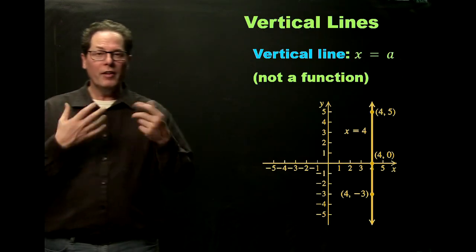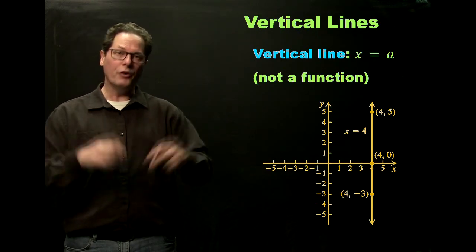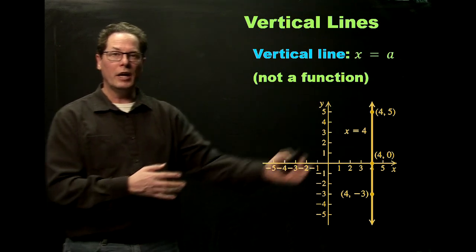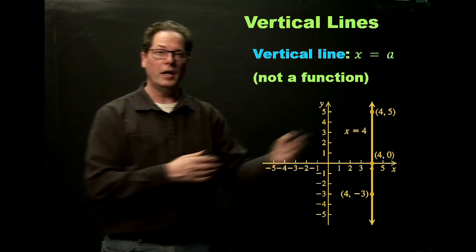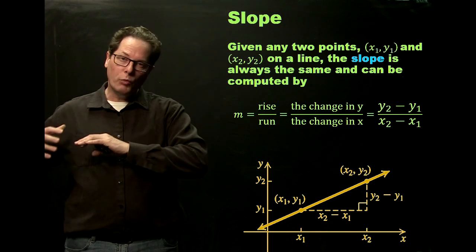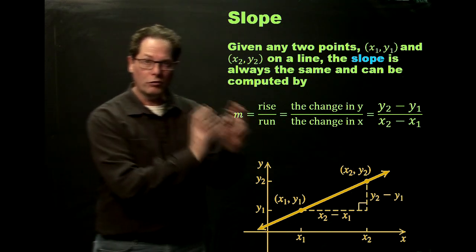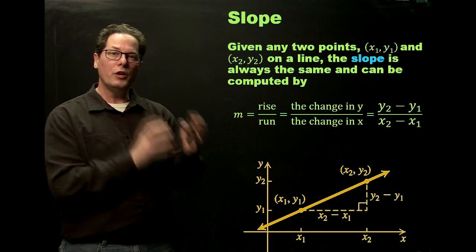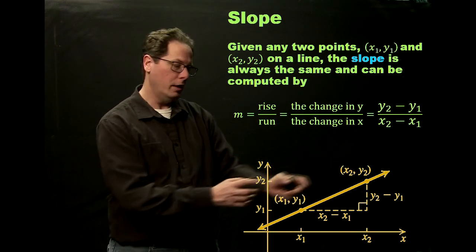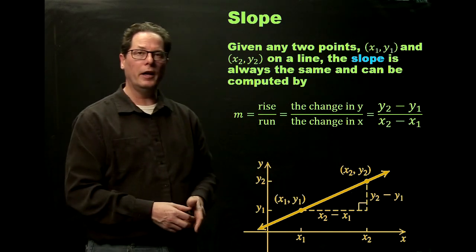Now, vertical lines, they're not functions, but we go ahead and throw them in there with the other linear functions to just round out this class. Vertical lines have undefined slope, as we'll see here in just a second. Slope is one of the two characteristics that determine a line. If you know the slope and you know the y-intercept, then you have the equation of the line. The slope is unique for each line, and it can be computed with any 2 points along the line.